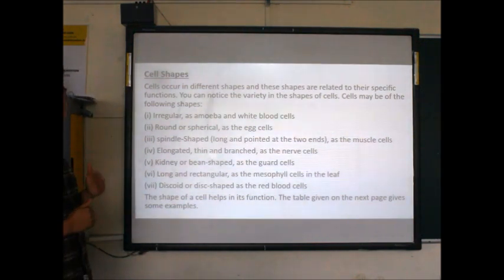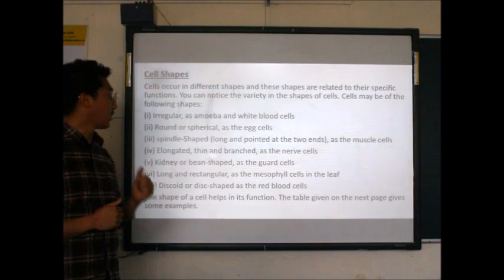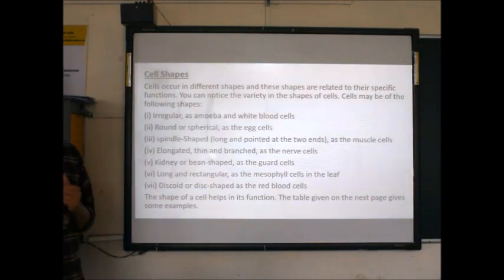So the first one is irregular shape. This irregular cell shape is present in the amoeba and white blood cell. Their shape is irregular, that means they don't have a definite shape. They are random in their shape.